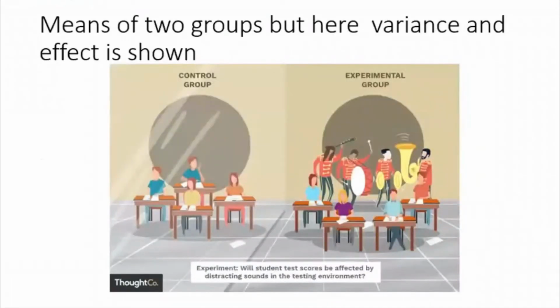Causal also is done with the help of experiment. All research which does experimentation has one control group. A control group is a group to which that variable is not exposed.